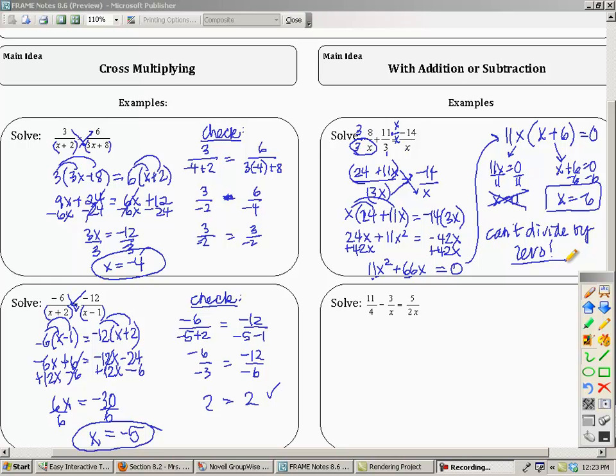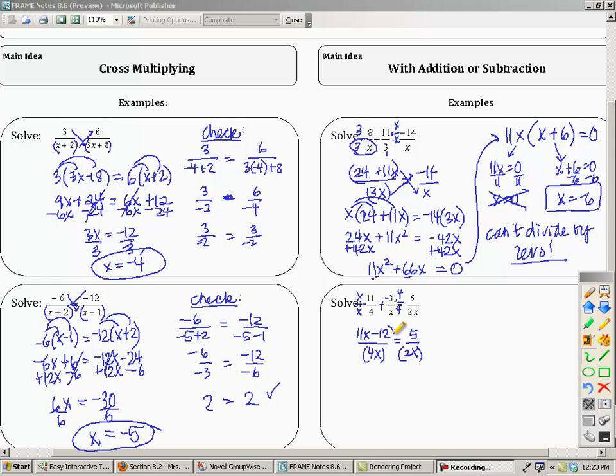All right, so here we go. I'm going to make a common denominator. This one's a little bit more difficult, but we're going to go through, and let's make a common denominator. This denominator is a 4, so I'm going to multiply this by 4 over 4. This denominator is an x, so I'm going to multiply my first fraction by x over x. And I'm going to say plus a negative 3. Okay, so I have 11x minus 12 all over 4x equals 5 over 2x.